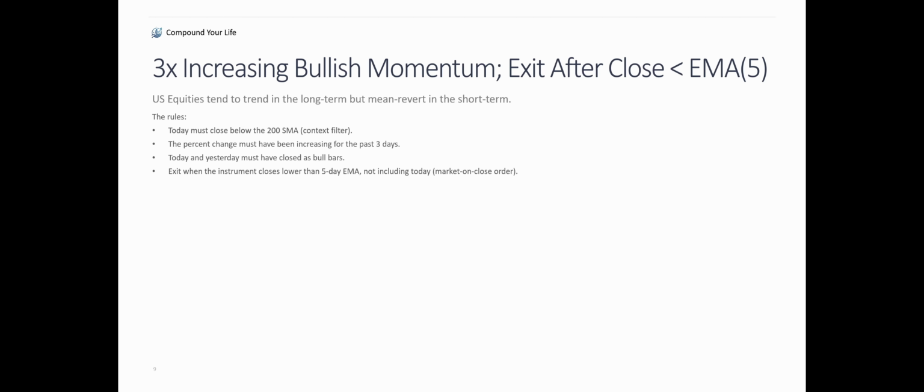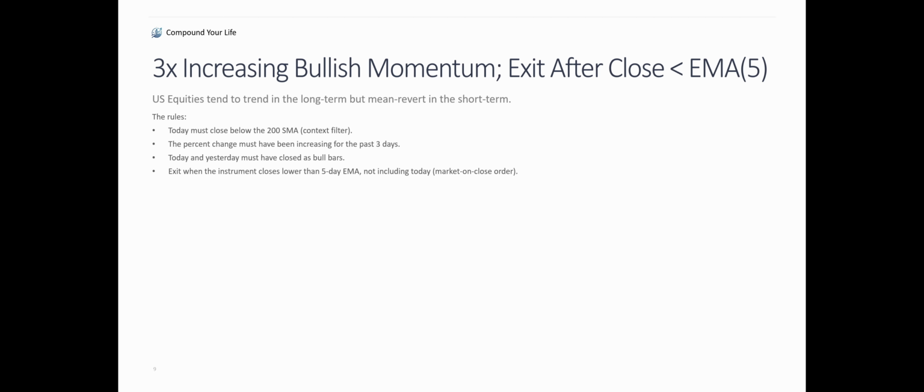The only difference is that we've changed the exit condition so that the market has to close below the 5-day EMA. Now you'll notice that I wrote not including today, and that's because if the market is open and we are currently short, but the day has not closed yet, the 5-day EMA will include today's current price, and it'll be moving up and down as the day fluctuates up and down. And that's not something that I want to incorporate into the backtest because we cannot predict where the 5-day EMA is going to close for today if today's daily bar has not closed yet.